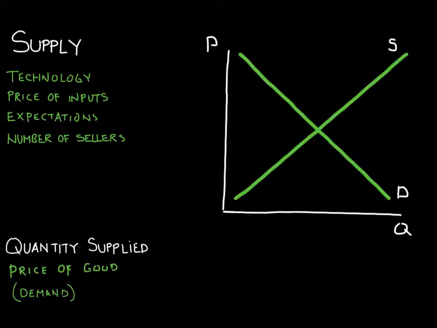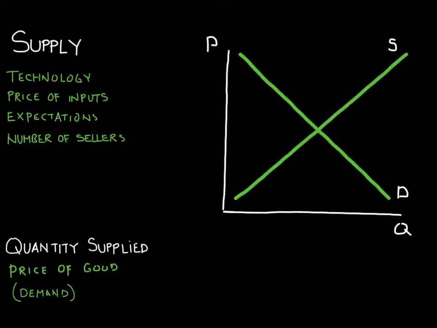Supply, there are 4 things that affect supply: technology, price of inputs, expectations, and number of sellers. You notice that in this list there is not the price of the good itself or demand. Price of the good and demand do not affect supply at all. They affect quantity supplied. Alright, so the idea is that anything that would reduce the cost of production, which is technology or price of inputs, that's going to increase your supply curve. So that's going to shift the supply curve outwards like this.